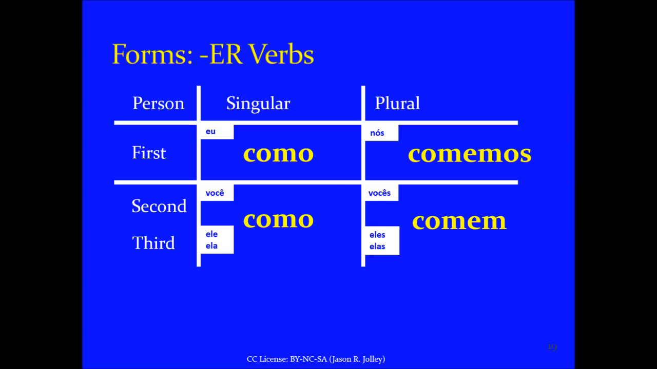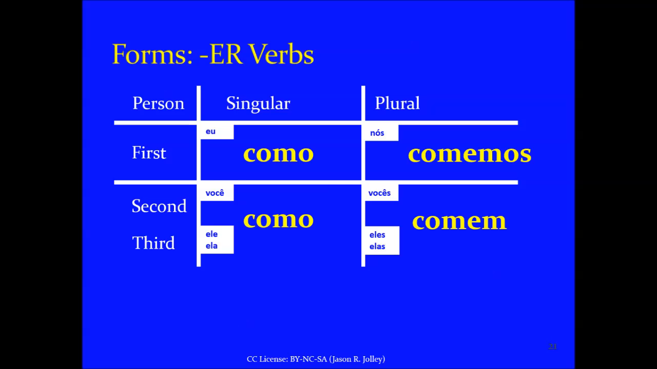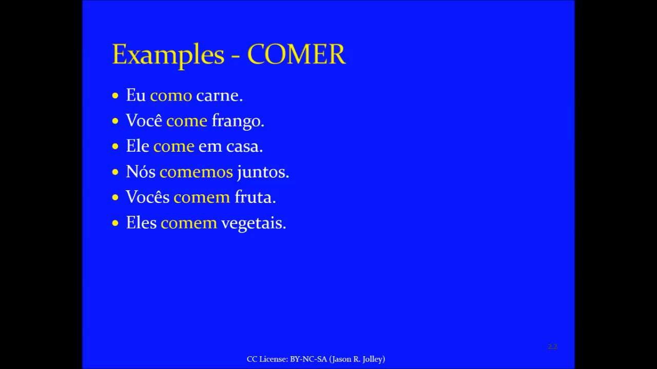Okay, so now let's look at the second class of verbs, ER verbs. And as you can see, we'll be using the verb comer, to eat, as our model verb. So the way that we conjugate the 4 basic forms of ER verbs is very similar to what we just saw with AR verbs. We remove the ER ending, the last 2 letters, from the infinitive, which gives us the stem, and then we add the endings that you can see on the slide here. So what this means is that the 4 forms of the verb comer in the present tense would be como, come, comemos, and comem.